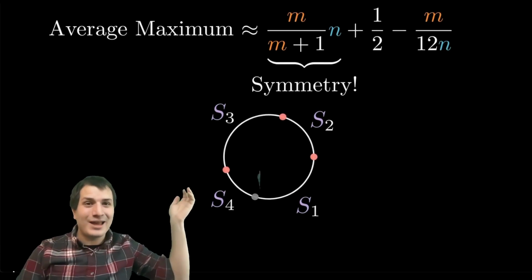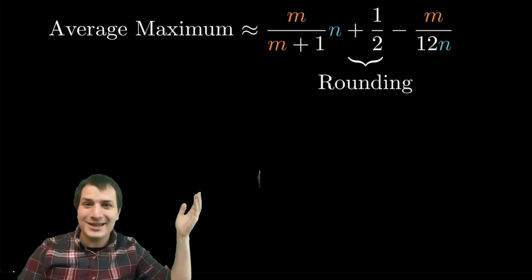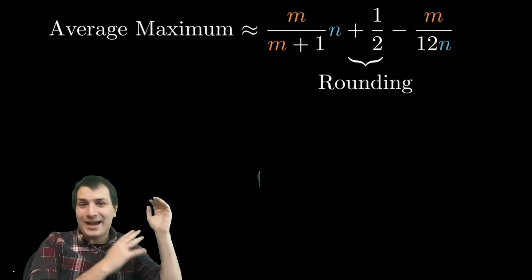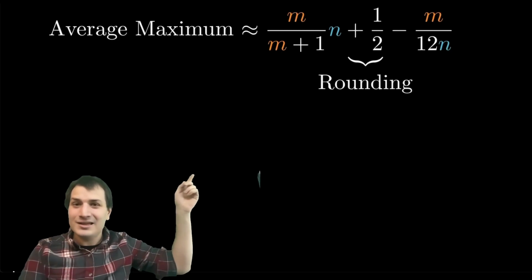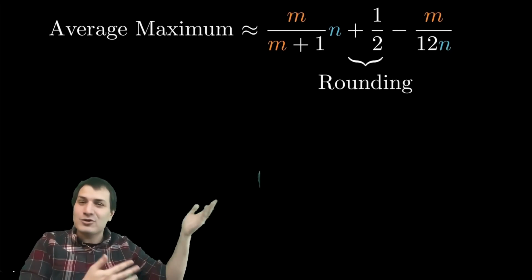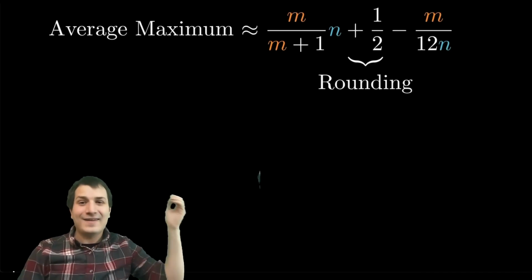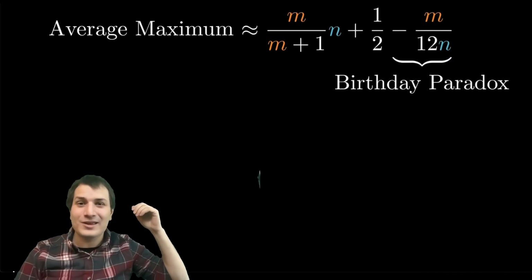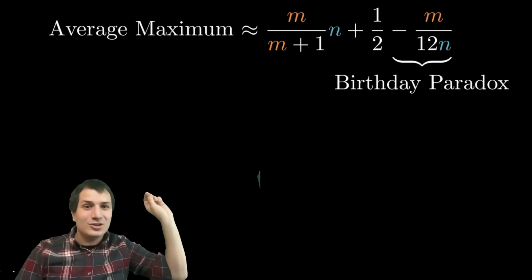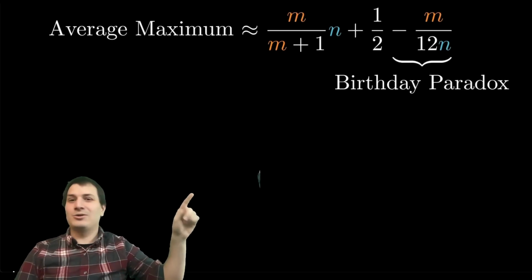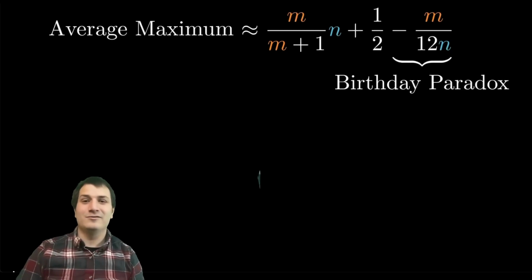Similarly, the plus 1/2 is going to be related to rounding errors. So we're going to see that when we are calculating this thing, we're always rounding our dice rolls in a certain way, and that's going to lead to this average of a half. That's the average amount of rounding we're going to have to do. And last but not least, this final term is related to the birthday paradox. This is everybody's favorite probability problem. And using calculations from the birthday paradox, we're going to calculate this minus m over 12n.